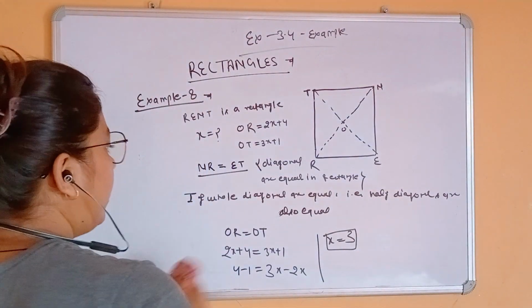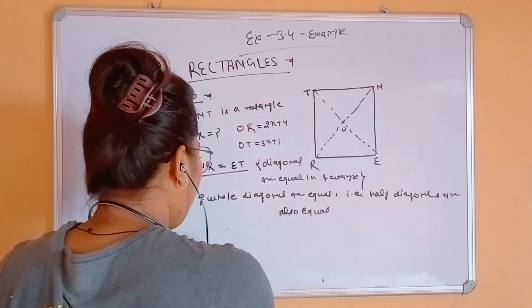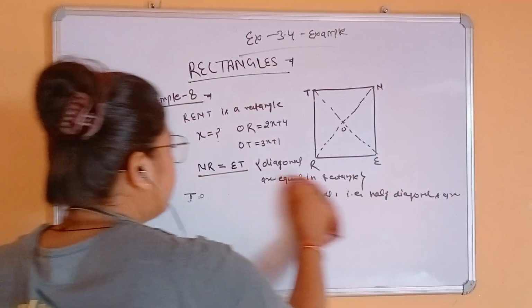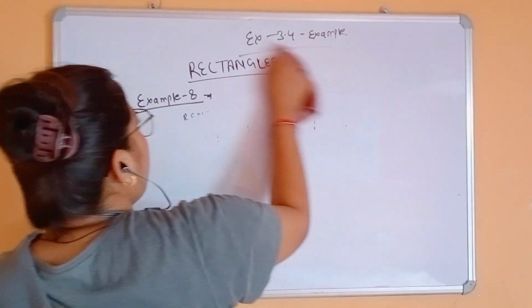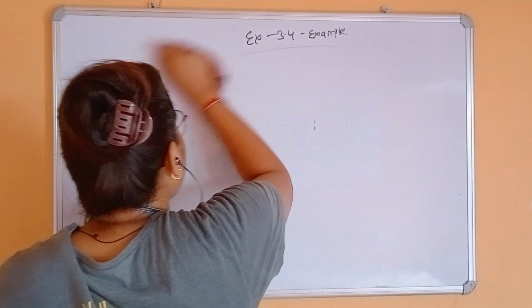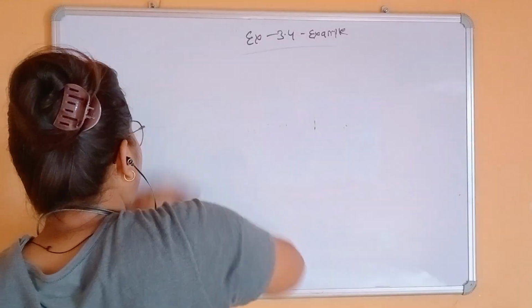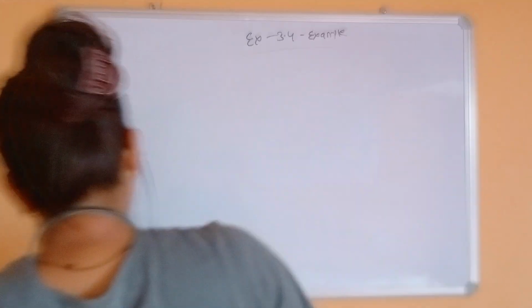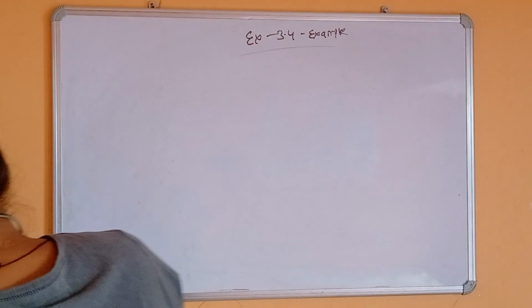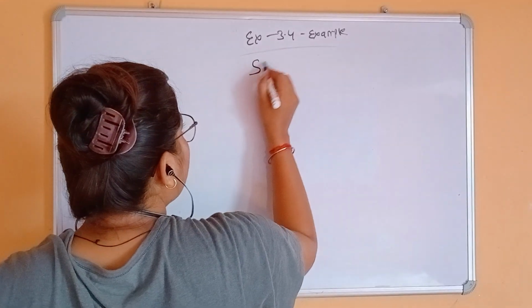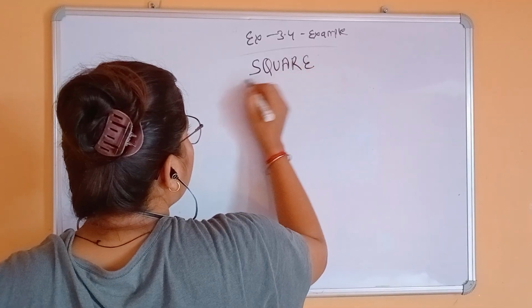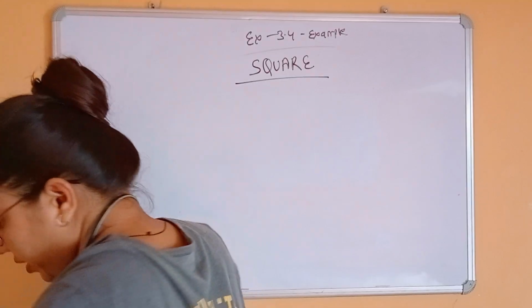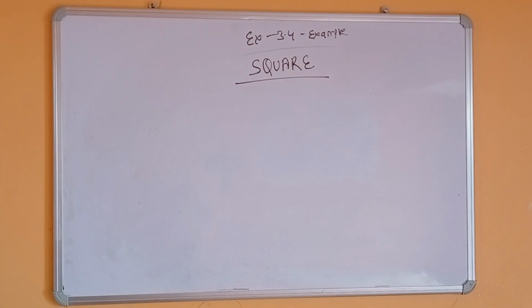Okay, now we understand the next property. We understand rhombus, parallelogram, rectangle, and now we understand square. So now we see the square properties, all things. Here you can write square.